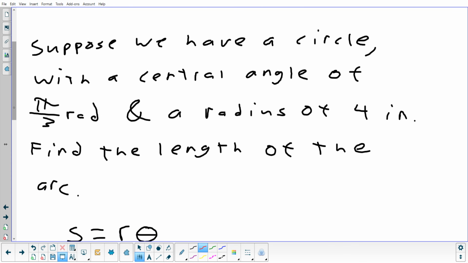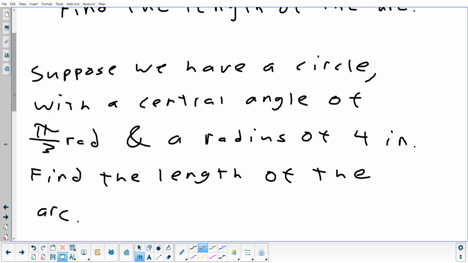All right, so we've got a circle. And it says we have an angle in the circle of pi over 3 radians. And we have a radius of 4 inches. Find the length of the arc.